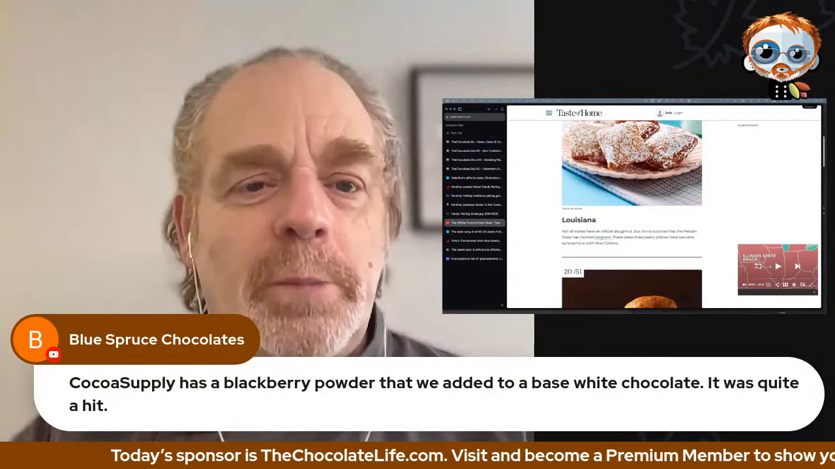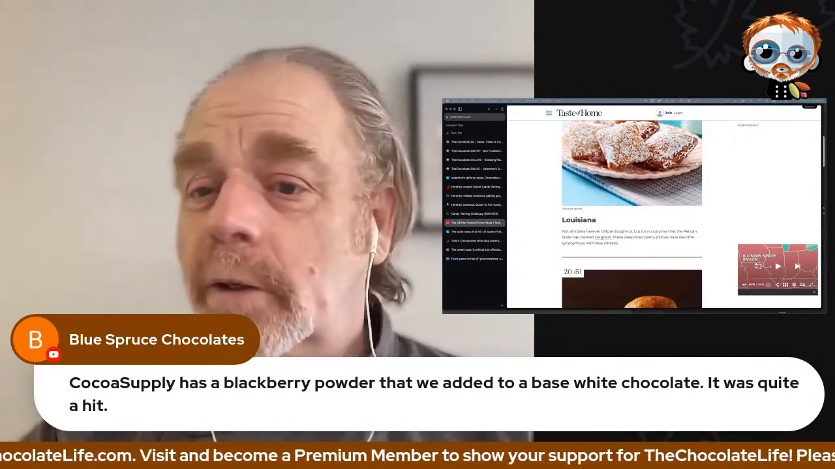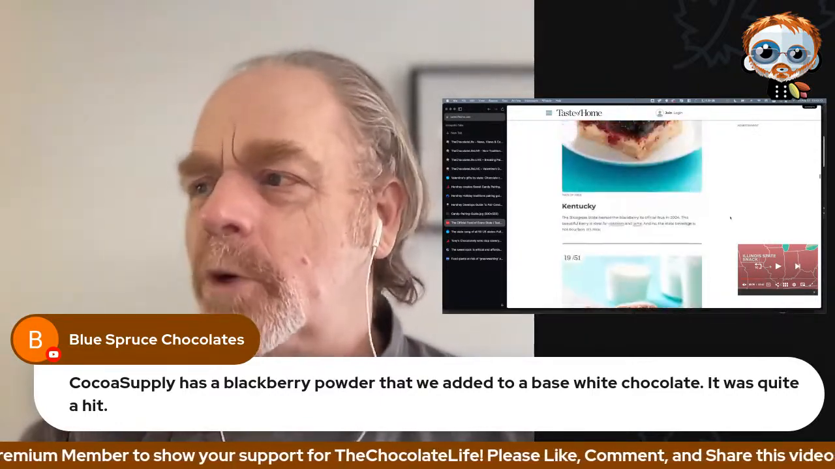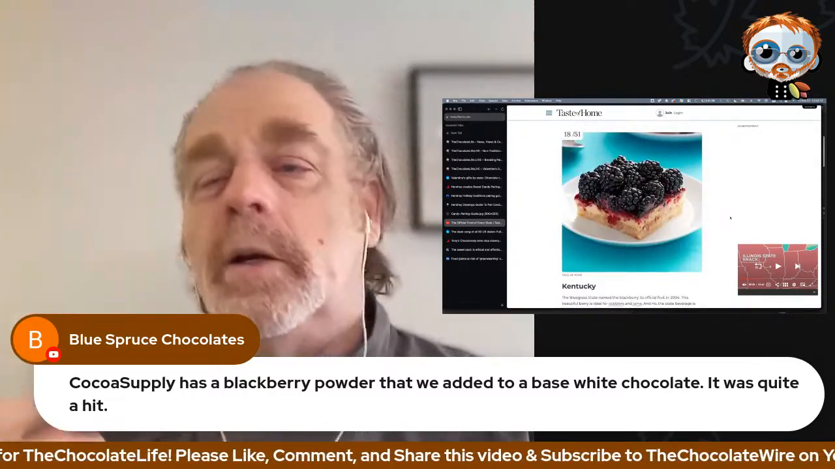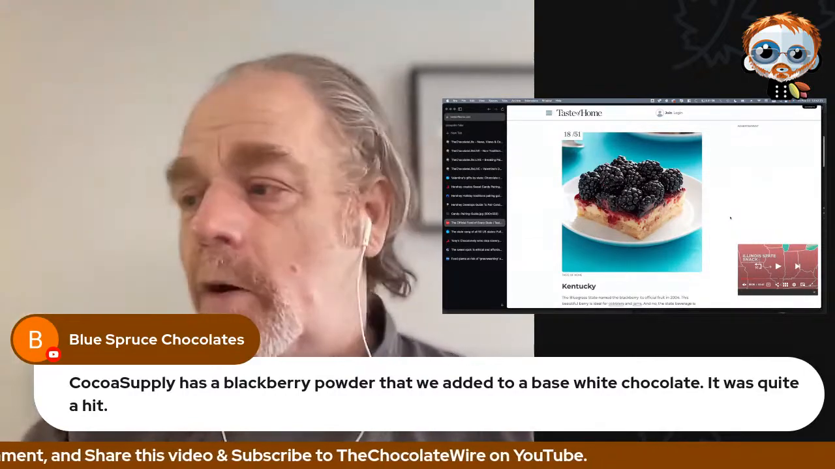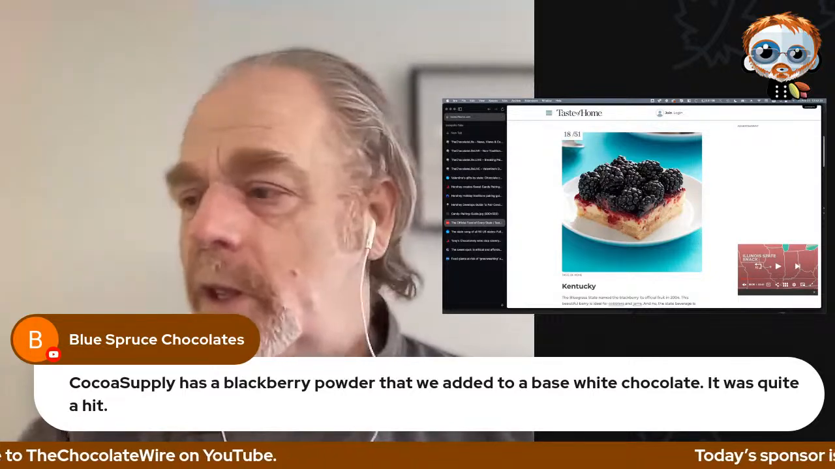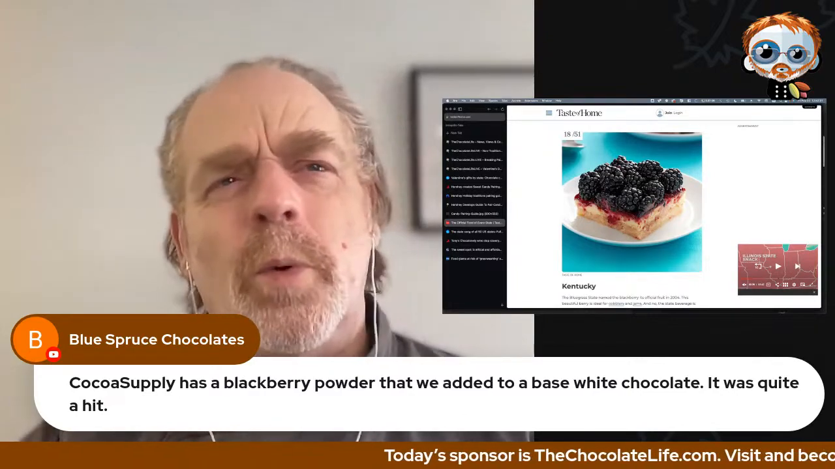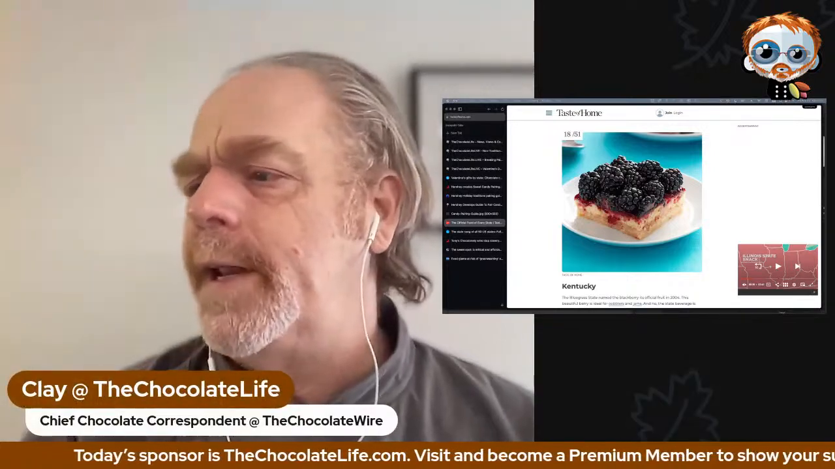Blue Spruce says Cocoa Supply has a blackberry powder that we added to a base white chocolate. I think if we're talking about cobblers here and we're talking about blackberries, I mean, this is actually blackberries, not freeze-dried blackberry as a flavor, but blackberries and white chocolate, fabulous combination. And it's something that I wish more people would do. For some reason, most people are focused on raspberries and strawberries, not quite certain why that is.